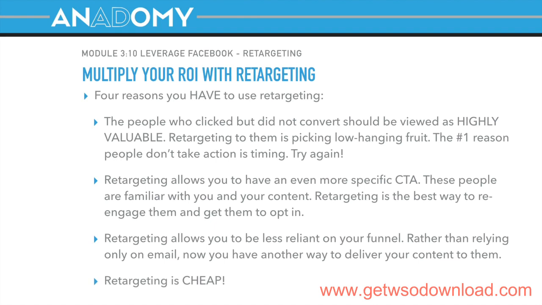Finally, the last reason is because retargeting is very, very cheap. Let's just say, for instance, you've got a page that has 100 conversions on it. If that page is converting around 30%, that means that there are 700 people who got to the page but didn't convert. If your cost per 1,000 impressions is $20, it'll cost you less than $20 to send an ad to every single person who got to your page but didn't convert.